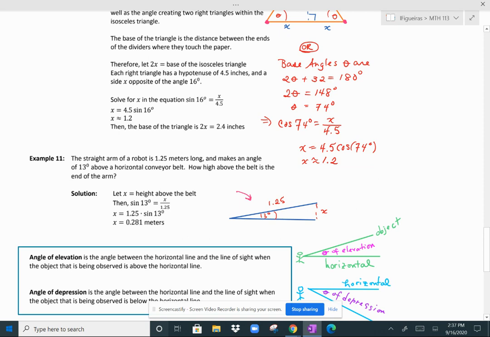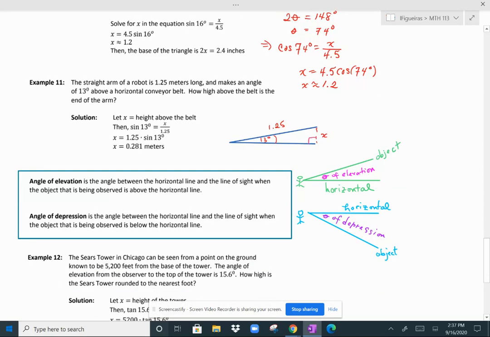And you know that the angle made between the belt and the arm is 13 degrees. So using the 13 degrees, again, sine makes sense because it's opposite over hypotenuse. And here's my right angle, so 1.25 is the hypotenuse. So this is the equation I need to solve. So solving for x, I get 1.25 times the sine of 13 degrees. Again, make sure you're in degree mode. You get 0.281 meters high.